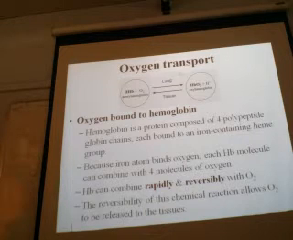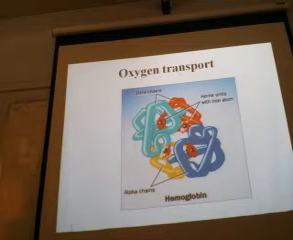Hemoglobin is a protein composed of 4 polypeptide globin chains. You know all this from your biochemistry class: an iron-containing heme group, and there are 4 binding sites, and it binds rapidly and reversibly. So these are the 2 beta chains and these are the 2 alpha chains. These are the binding sites.